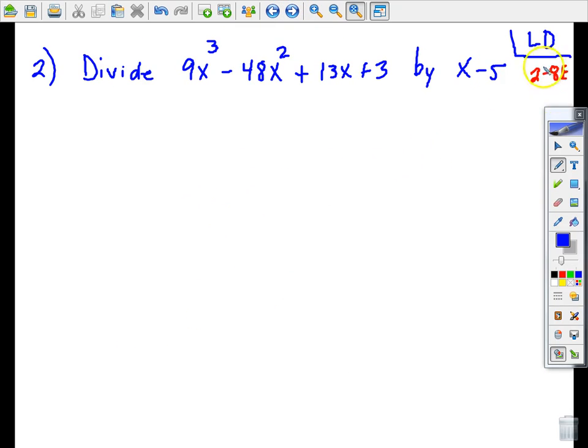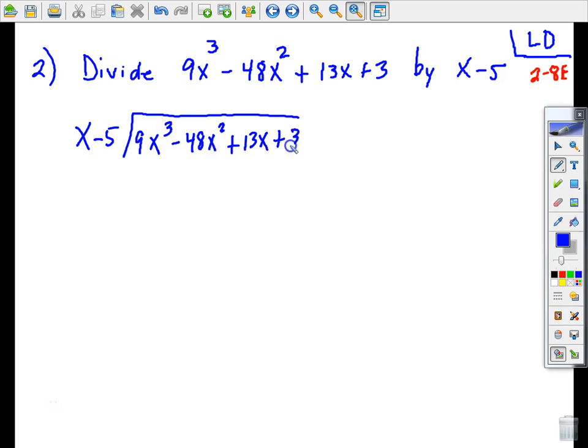We're just going to practice a few more of these. Still showing you that this is what you're going to do for 2 through 8 even. So let's set up dividing x minus 5 into this polynomial, plus 13x plus 3. Okay, so dividing x, remember just dividing x, first term into first term, that would be 9x squared.